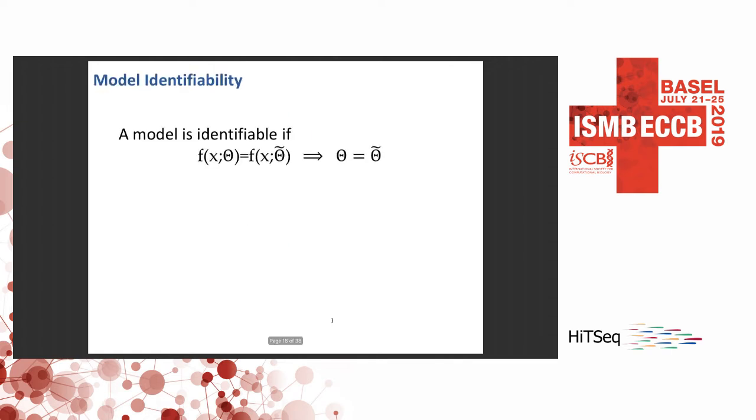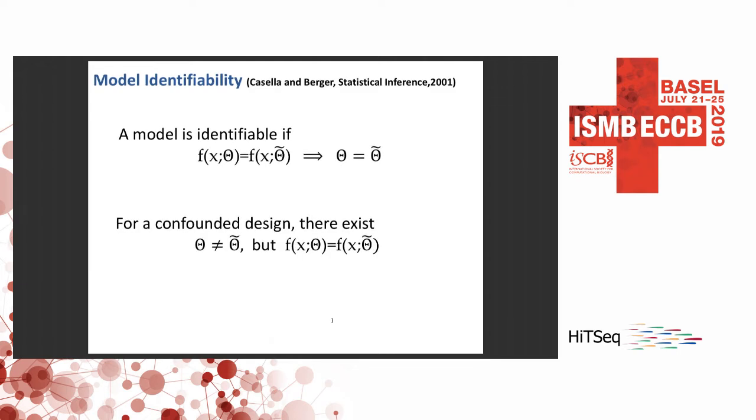Before I go to results, please allow me to quickly introduce the concept of model identifiability. We say a model is identifiable provided that if theta and theta tilde give the same probability distribution, then it must be the case that theta equals theta tilde. However, for a confounded design, we can find theta that does not equal theta tilde, but they give the same probability distribution. Then we will run into trouble.